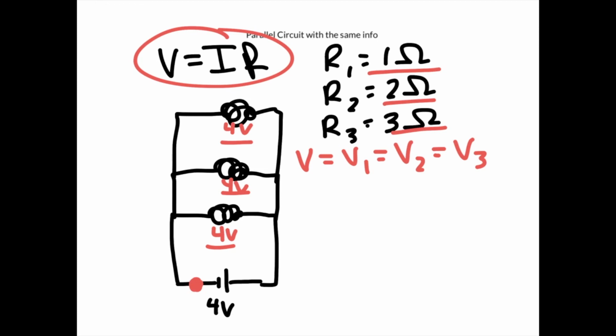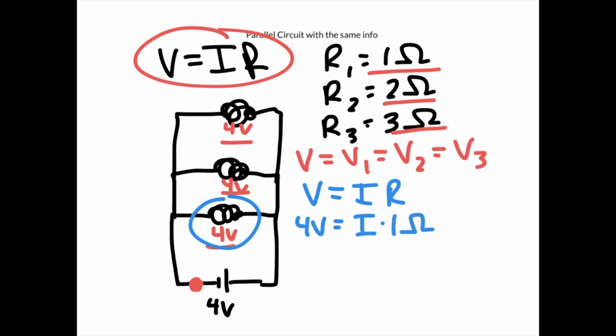And it makes the calculations much, much simpler. So for instance, if I were to look down here, let's call this resistor number 1, all I would need to do is V equals IR. I can put in the 4 volts. I don't know the current going through resistor 1, but I do know that it only has 1 ohm of resistance, and I can very easily find that current. The current, when I divide by 1 on both sides, is just going to be 4 amps going through this first resistor. And in the same way, we can find the current going through the other two.